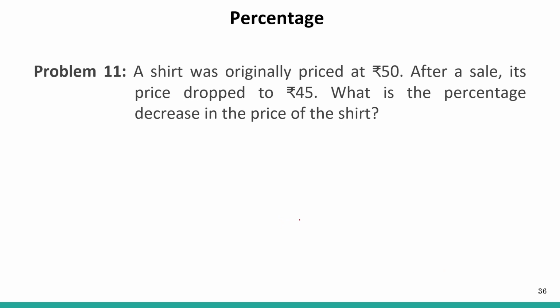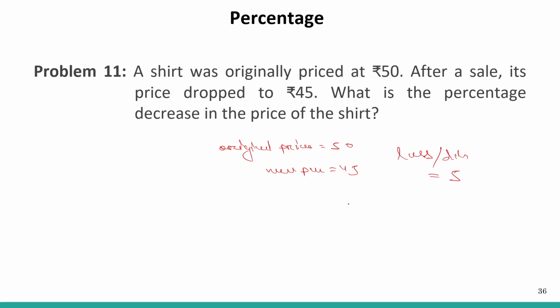Problem number 11. A shirt was originally priced at 50 rupees. After a sale, its price dropped to 45 rupees. What is the percentage decrease in the price of the shirt? The original price is 50, the new price is 45, so the discount is equal to 5.